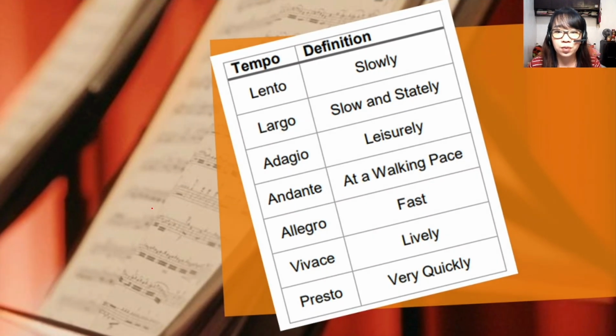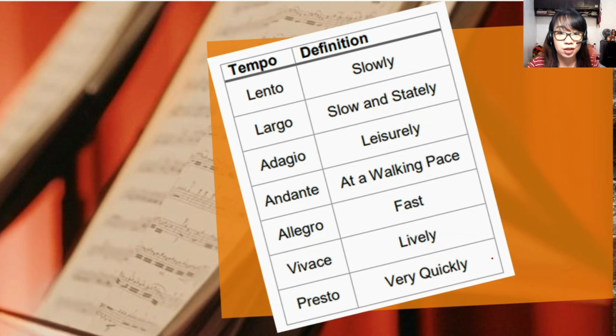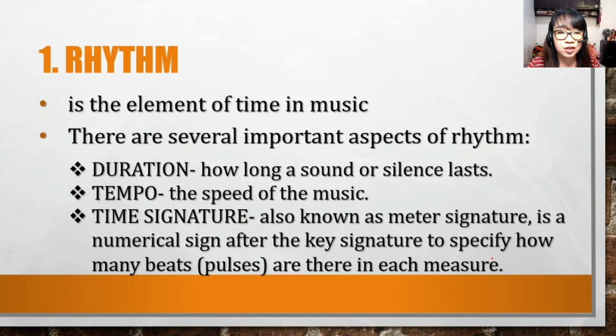Okay, so let's see. We have here lento, like slowly, very slow. And then largo, slow and stately. Adagio, leisurely. Andante, at a walking pace. Allegro, fast. Vivace, lively. Presto, very quickly, very fast. Okay, so those are the terms that we use to describe the different tempos in music. Okay, now let us continue.